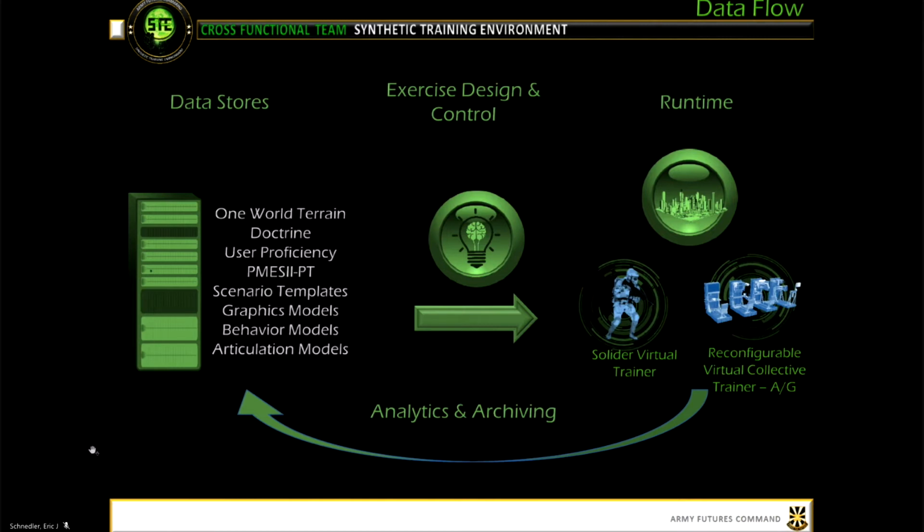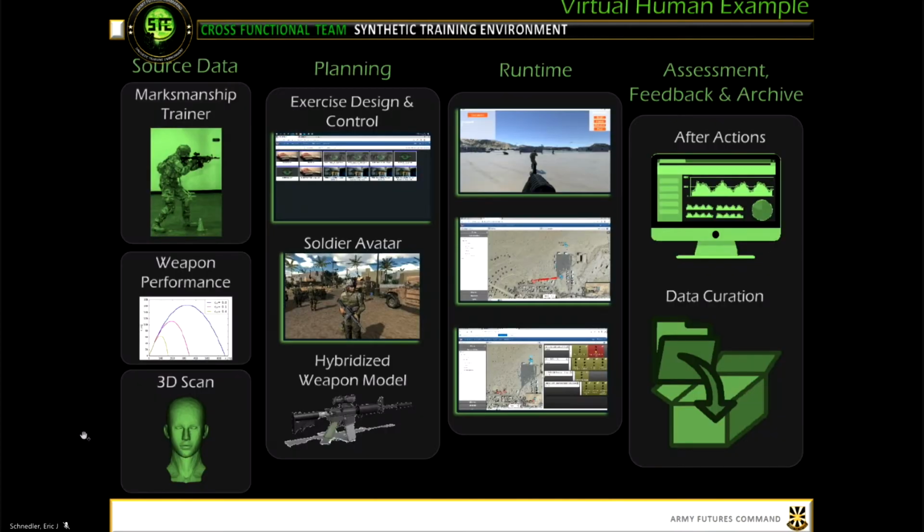So let's take this example and make it a little bit more specific about what we are prototyping here in the synthetic training environment. This is something that we're doing in our own lab that we have in our CFT, which is unique among CFTs. We have access to a marksmanship trainer.